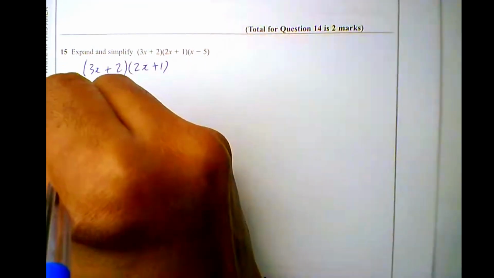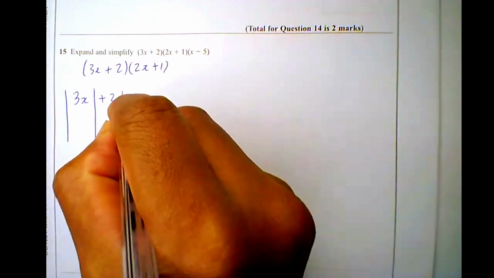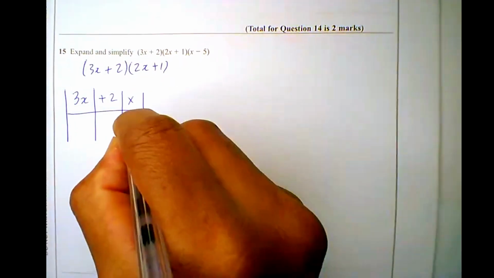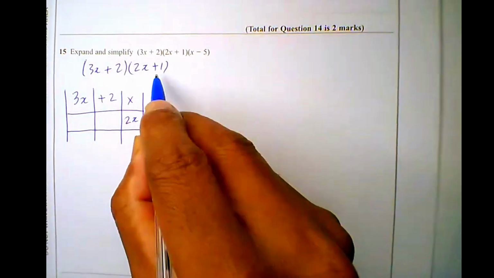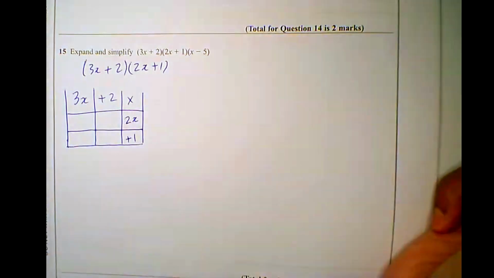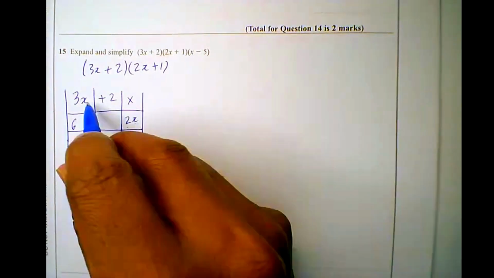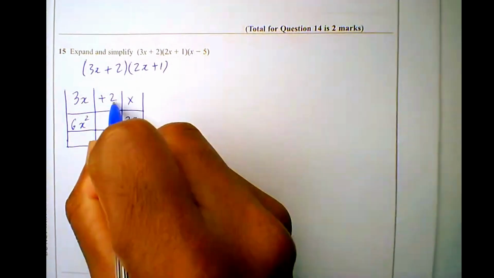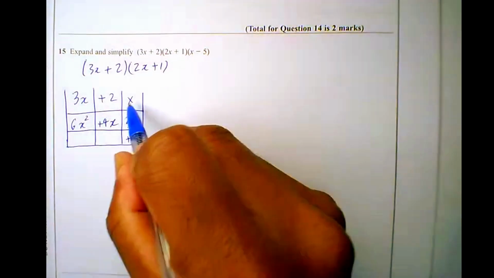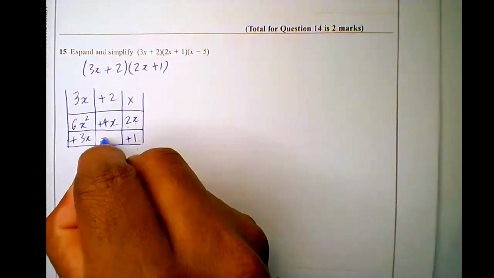And so I'm going to have 3x plus 2 times 2x plus 1. Okay, now I'm going to expand these. 2 times 3 is 6. x times x is x squared. 2 times 2 is 4, so plus 4. And we've got the x. 1 times 3x is just 3x, so it's positive. And 1 times 2 is still 2.